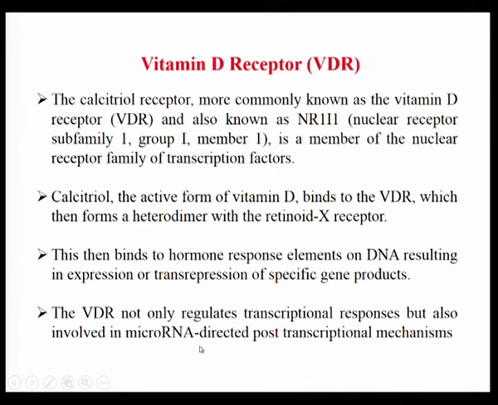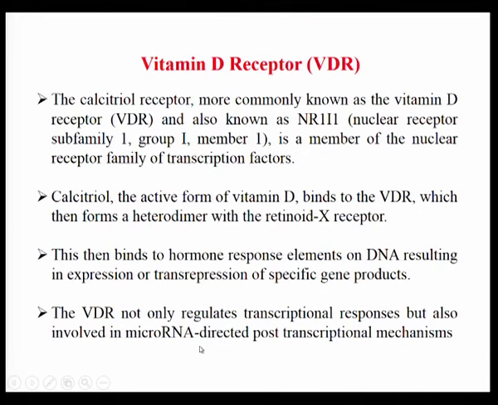Now we are going to look at one more aspect before we finally wind up with the mechanism. So you see there, it not only regulates transcriptional responses, but is also involved in microRNA directed post-transcriptional mechanisms. So what do you mean by that? This is a very recent topic, microRNA directed post-transcriptional mechanisms. Probably we may not be able to cover the entire scheme, but I just want to highlight a little bit of what exactly this is all about.